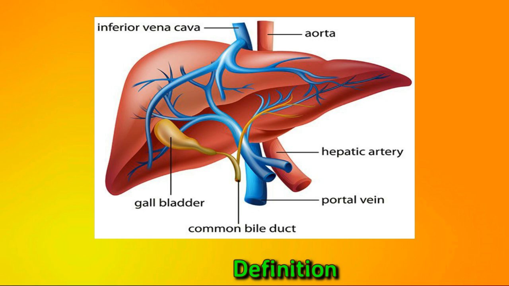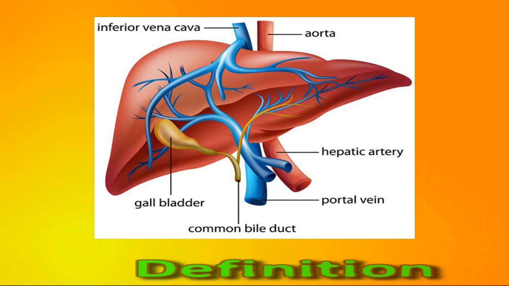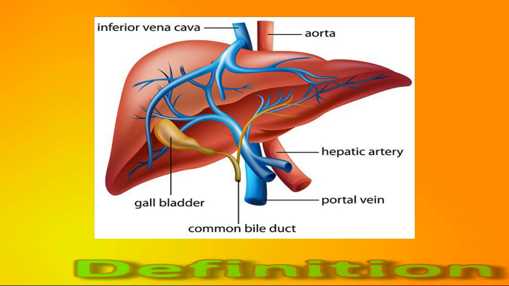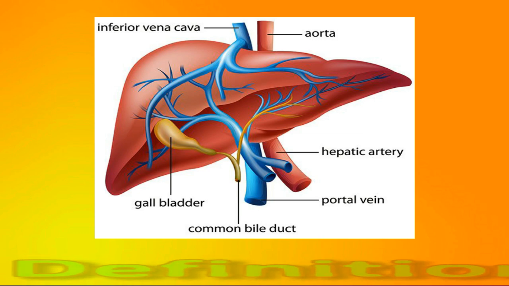Problems that affect the liver, such as cirrhosis and inflammation, can also affect the portal vein. Changes in the blood pressure inside the portal vein can lead to severe complications such as gastrointestinal bleeding, infections, and kidney failure.